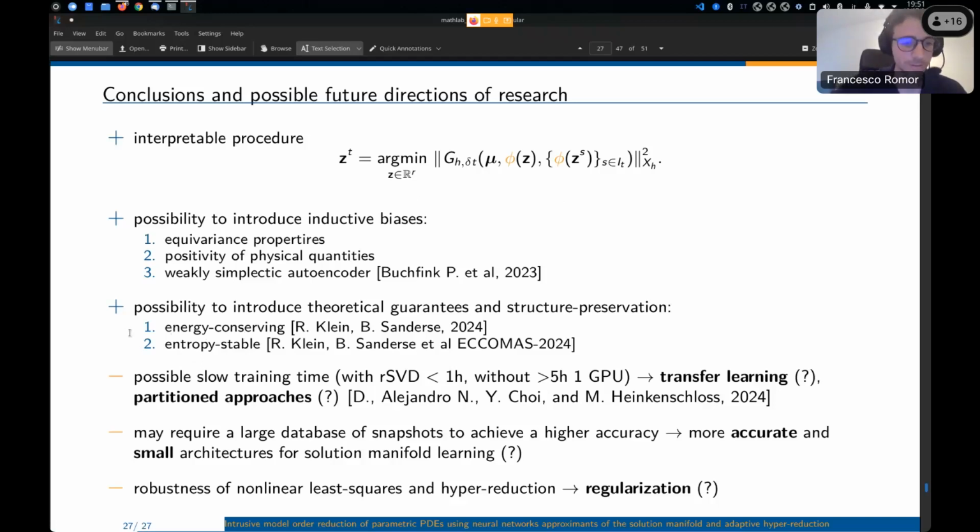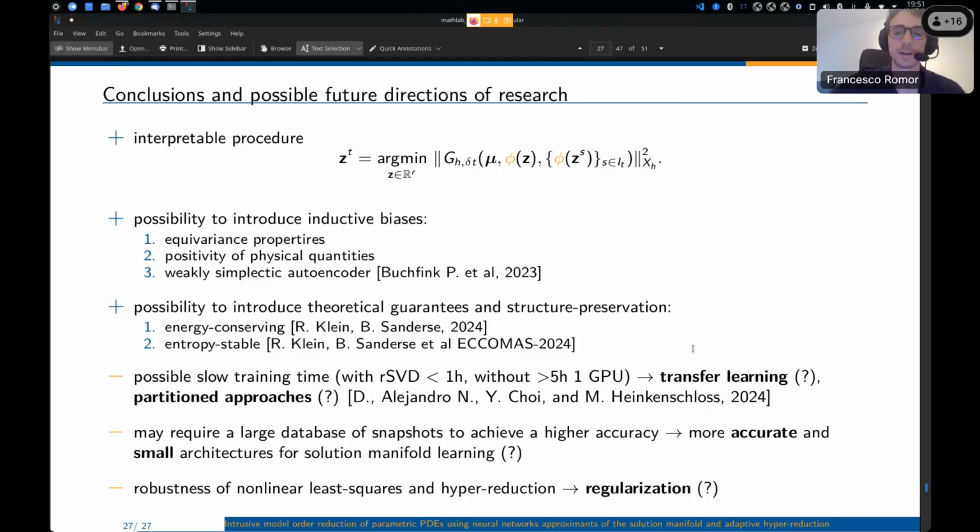Of course, there are some cons, and one of them is the possible slow training time. Maybe if the RSVD approximation error is good, this is not the case, because the training takes less than 1 hour, also with one single GPU. But if you consider, for example, CNNs for a very simple problem like the one I showed before for the nonlinear conservation law in a grid, if you consider a convolutional encoder, it can take even more than 5 hours sometimes to achieve a good accuracy.